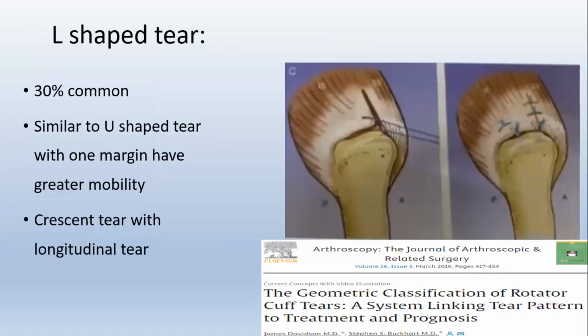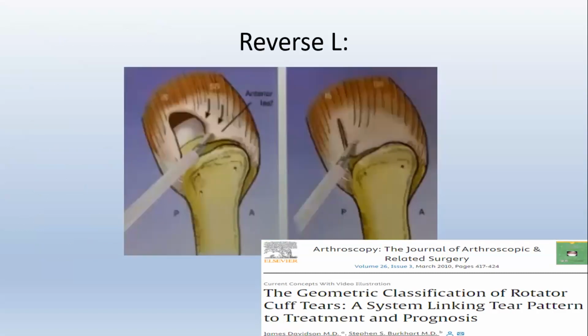In case of L-shaped tear, that constitutes about 30% of the tear. It is similar to U-shaped tear, but here only one margin will have greater mobility. In case of L-shaped tear, posterior stump will be having the more mobility, in which we have to mobilize the apex region to reduce to the side-to-side repair. In case of reverse L type, here anterior leaf will be more mobile, for which we have to pull the anterior leaf to the proximal posterior stump, thereby repairing the side-to-side.